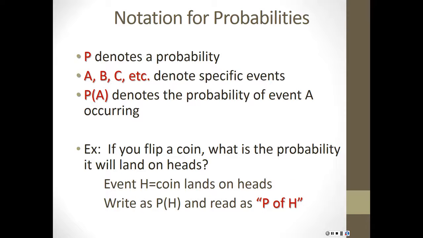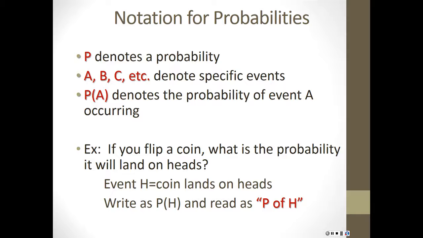Now the notation we're going to use: P represents probability. A, B, and C are usually what we use to represent some event, because we get tired of writing out the probability that it is a blue marble. We'll just write P and then parentheses blue, because we don't want to write out all those other things. So A, B, and C just denote the outcome of some event. P of A denotes the probability that that event occurs.